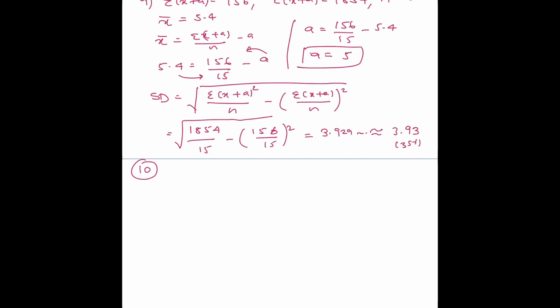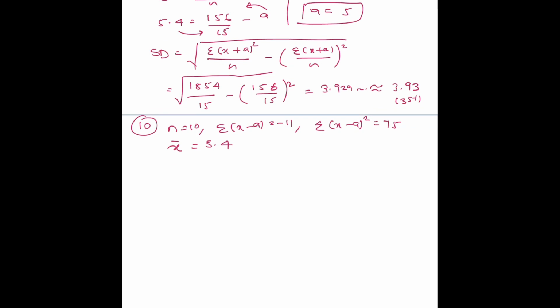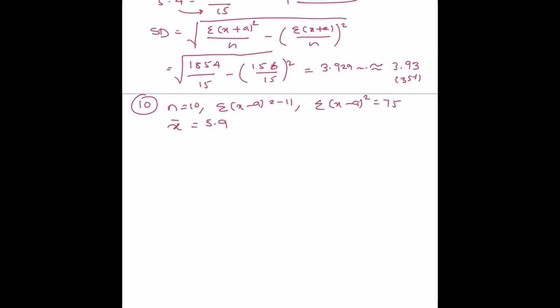For a set of 10 data items, so n is 10, sigma (x minus a) is negative 11, sigma (x minus a) squared is 75. The mean of the values, x bar, is 5.4. Sorry, 5.9. Mean of these values is 5.9. Find the value of a and the standard deviation.